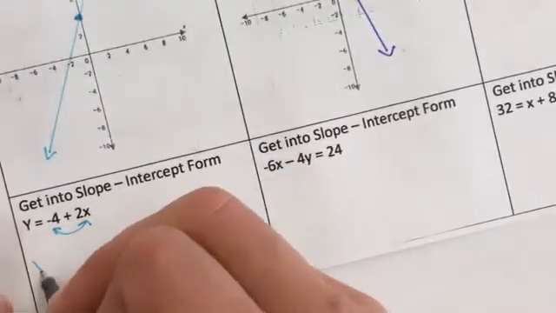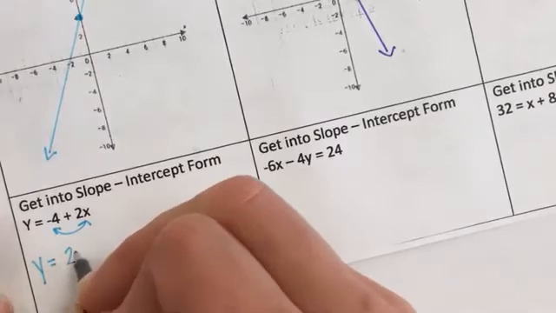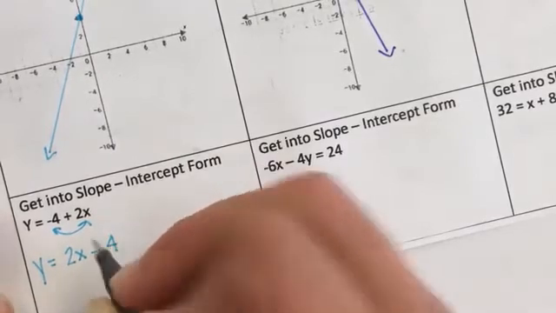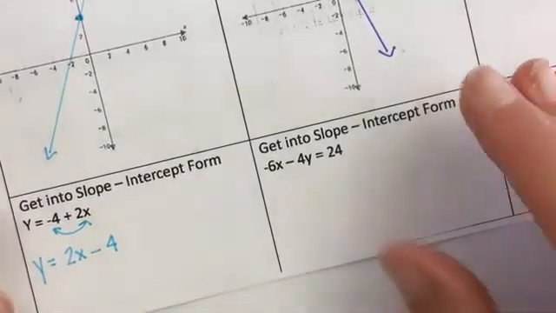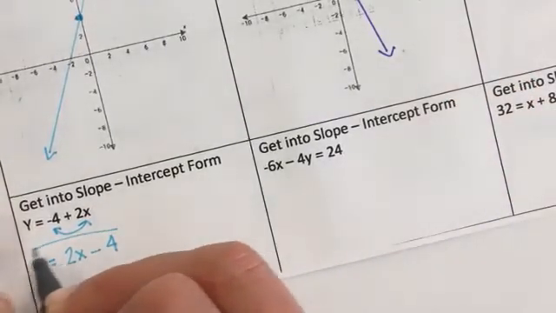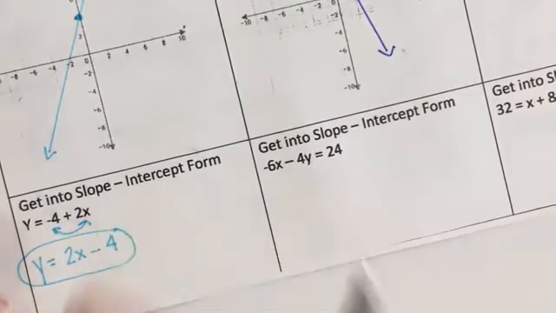Now, we aren't going to change their signs because we're not moving it to the other side of the equation. So the 4 stayed negative, the 2x stayed positive. We just wrote it differently. You only change it positive versus negative if you move it from one side to the other.